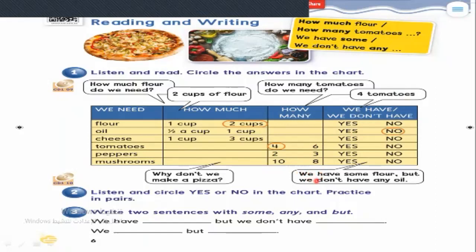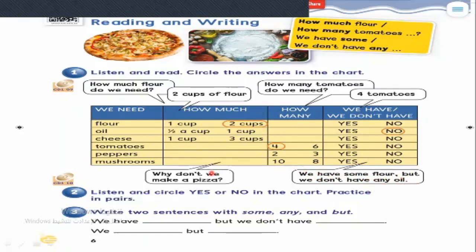We have some flour, but we don't have any oil. So here we use "we have some", meaning لدينا بعض من, but we don't have any, meaning لكن لا نملك أي من. This is how we answer about "we have some". We can use it for everything, we can use it with anything. So we have some flour, but we don't have any oil.